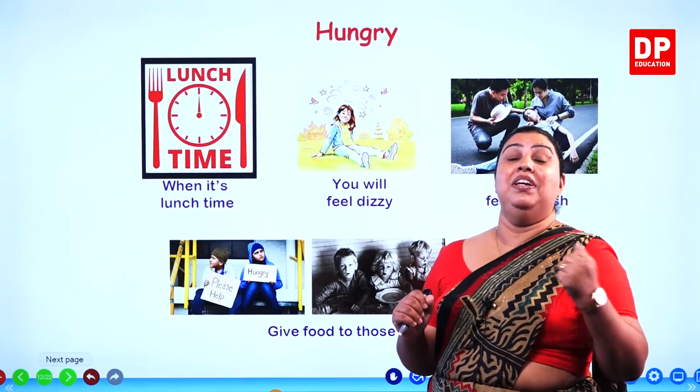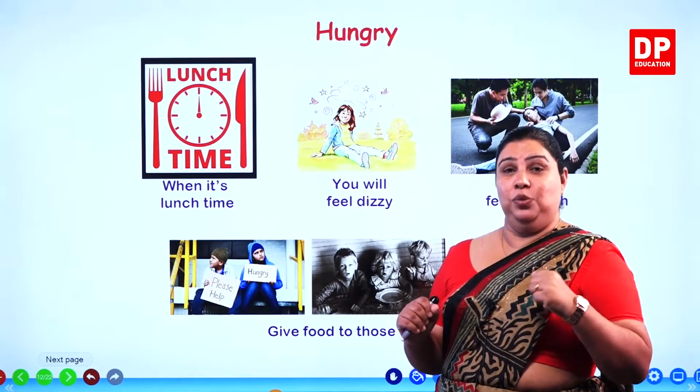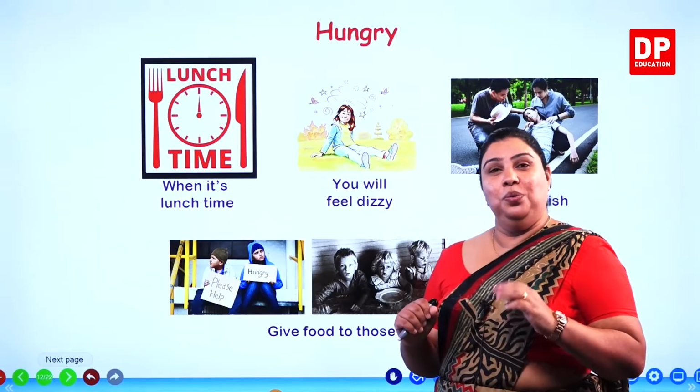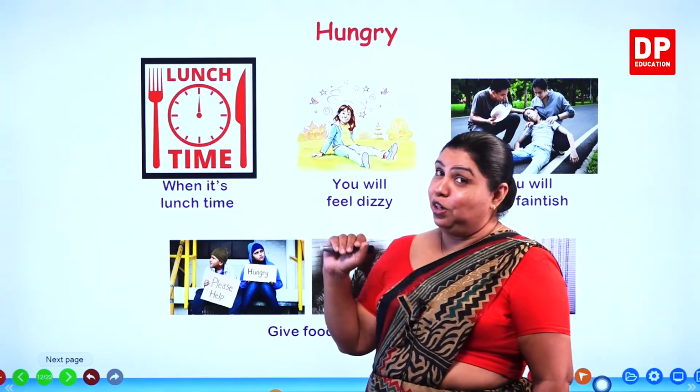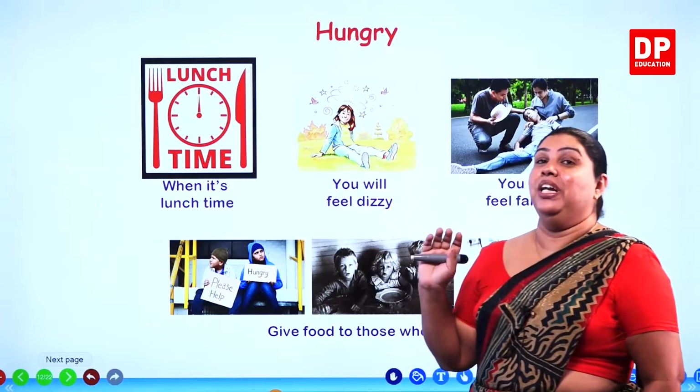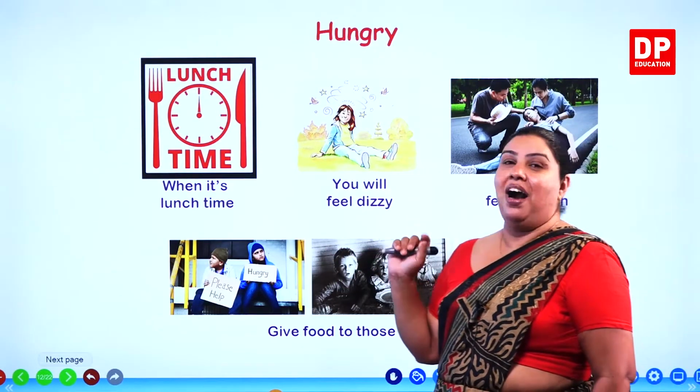Even in the morning, we feel hungry. No children, in the morning we feel hungry. Even if we eat in the morning, we feel hungry. But during lunchtime, in your poem, it says, during lunchtime, I am hungry.